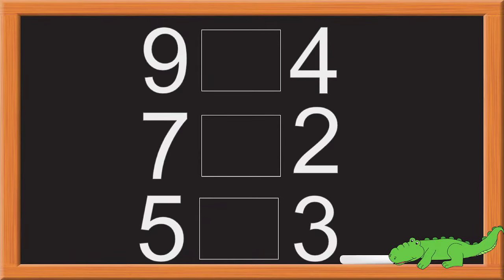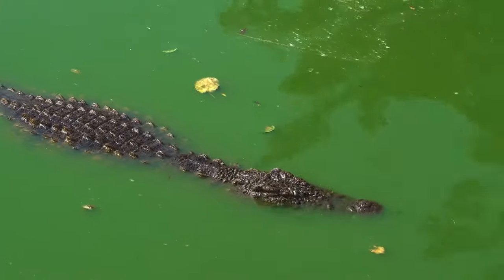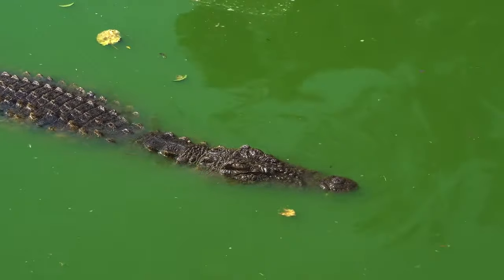Well, let's make some more number sentences. On the top, we have 9 and 4. They're not equal, so we can't use an equal symbol. Which number is greater or bigger? That's right. It's the 9. And so we're going to use the greater than symbol. This sentence says 9 is greater than 4. And there's our alligator to remind us. He's ready to bite the bigger number.